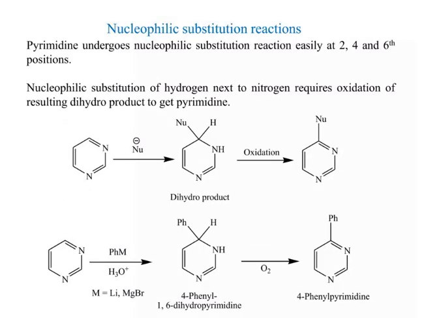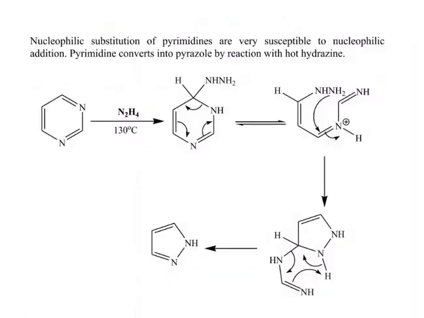Now nucleophilic substitution reaction. Pyrimidine undergoes nucleophilic substitution reaction easily at 2, 4 and 6 positions. Nucleophilic substitution of hydrogen next to nitrogen requires oxidation of the resulting dihydro product to get pyrimidine. You can see dihydro product and 4-phenyl 1,6-dihydropyrimidine. It gives under oxidation 4-phenyl pyrimidine. So pyrimidines are very susceptible to nucleophilic addition. Pyrimidine converts into pyrazoles by reaction with hot hydrazine. You can see how ring contraction occurs.